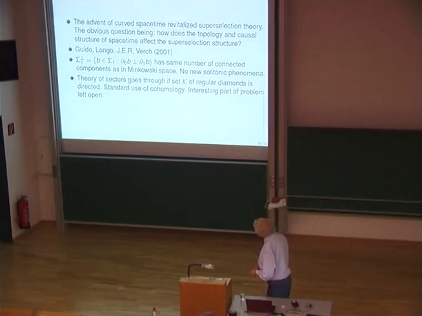And two results there are listed. First of all, that the causal complements of these one simplices have the same number of components as in Minkowski space. And this means that there are no new solitonic phenomena. There would be solitonic phenomena naturally if you were in two space-time dimensions, but in higher dimensions there are no such phenomena. So that's the negative aspect of this idea that a causal structure can affect the superselection structure.